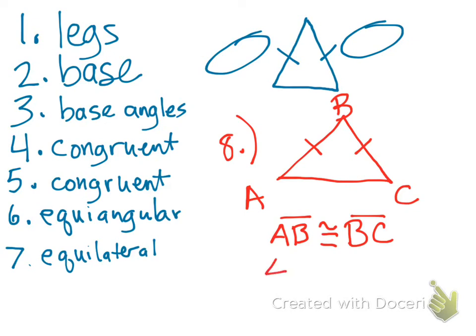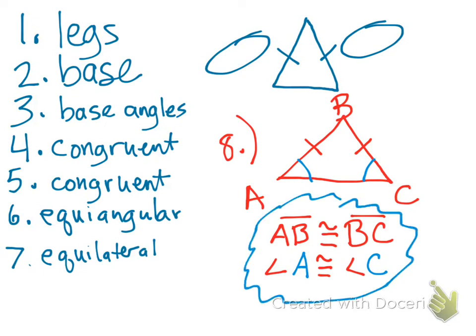All right, I also want to talk about which angles are congruent. So angle blank and angle blank are congruent. A and C, good. And we know that because those are the base angles. They're the angles across from the legs. So you'd say angle A is congruent to angle C. That's how you do problem 8. And you need both to get credit.